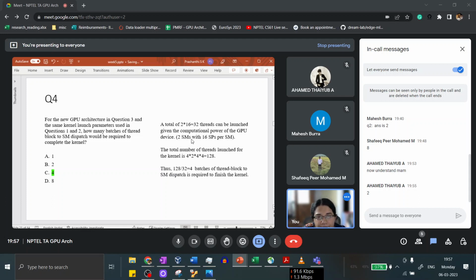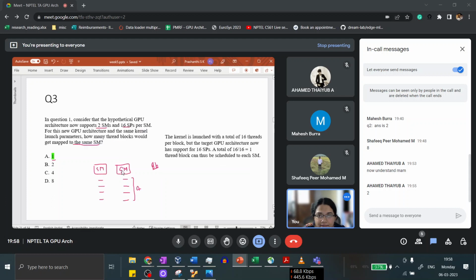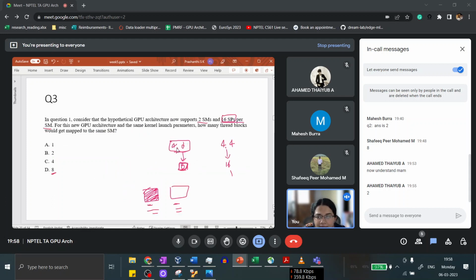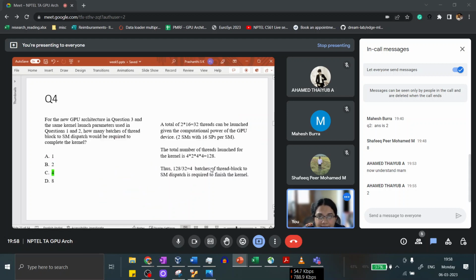Now, here what we do, we look at the total number of threads that are needed for this kernel. How many threads do you need? 4 into 2, 8. 4 into 4, 16. 16 into 8 will give you the total number of threads for this kernel, which is 128. And this is one part of it that you calculate.